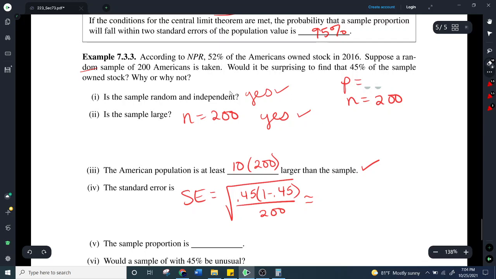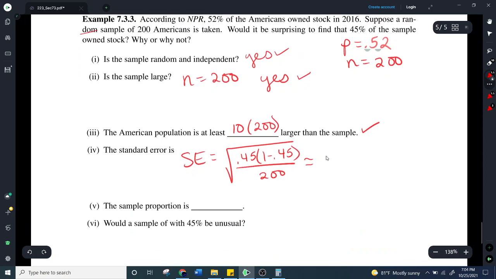So P is not 45%. P is 52%. According to NPR, 52% of all Americans own stock. So our P would be 52%. We think that of all Americans, the proportion that own stock is 52%. So 52% is what we should be using here. Let me go back and fix this. And 52%, by the way, is what we would have used to compute our number of successes. I skipped that part, but that's what we should have used. So we've got 52% here and 52% here.